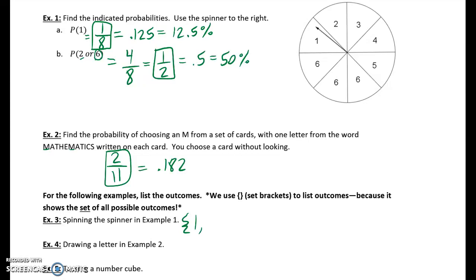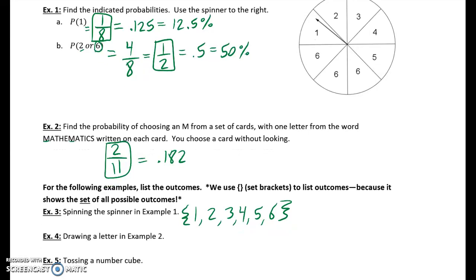So what numbers do I see? Well, I see a 1, I see a 2, I see a 3, I see a 4, there's a 5, and there's 3 6s, but I don't have to write all 3. I can just write that. There's the list of my sample space. Okay?